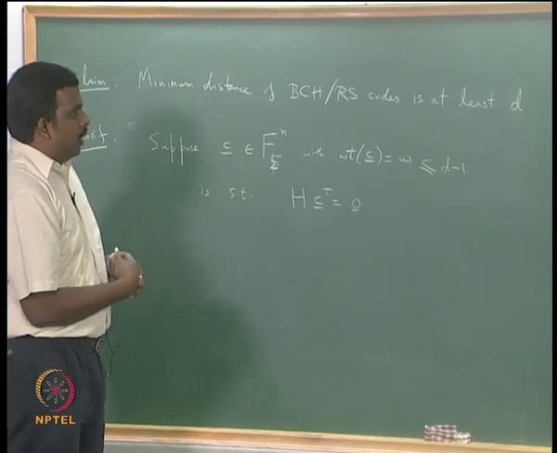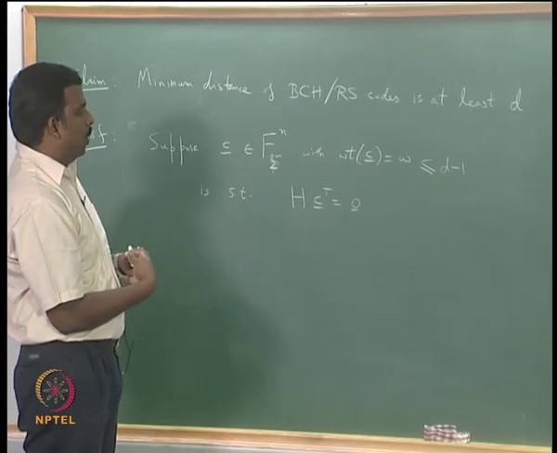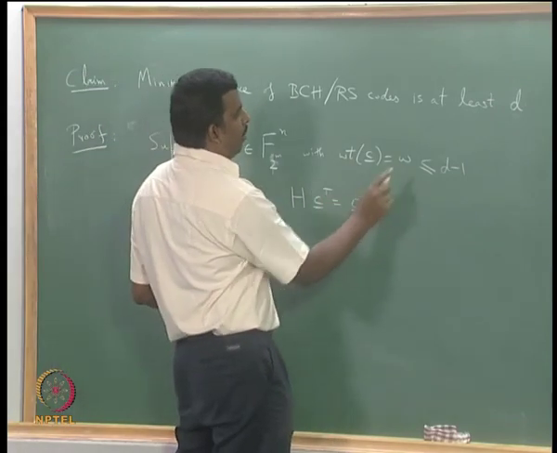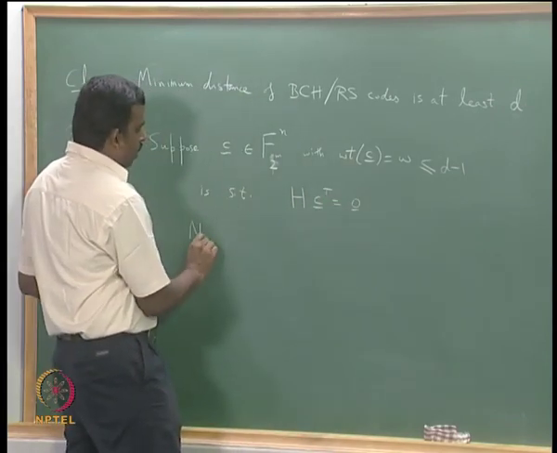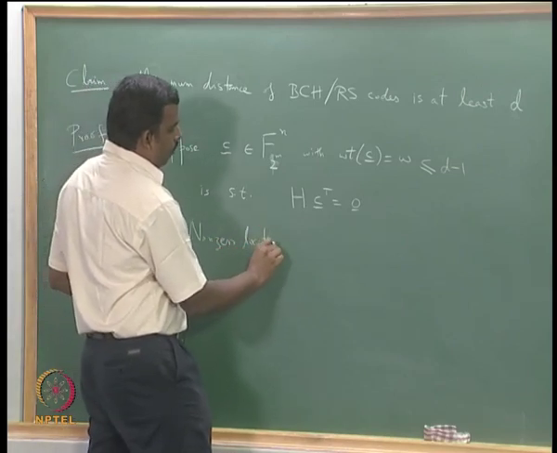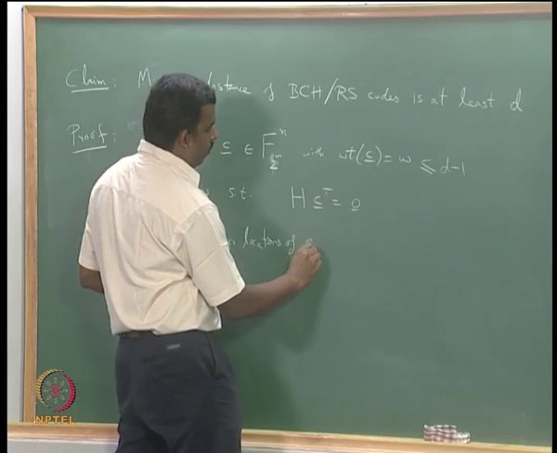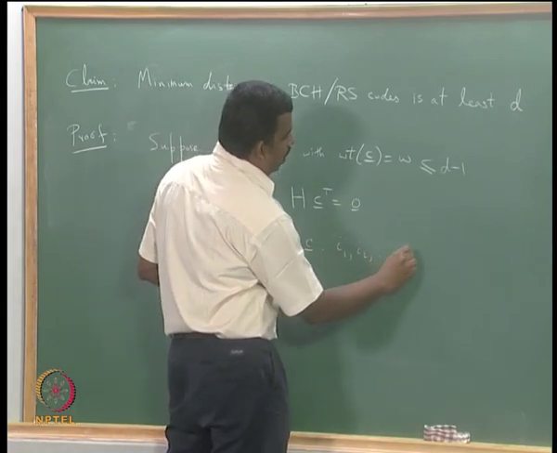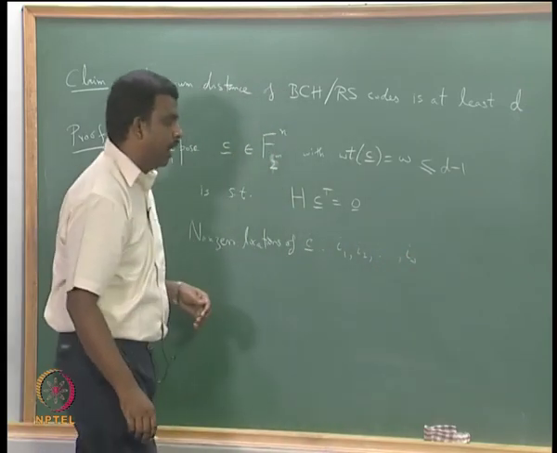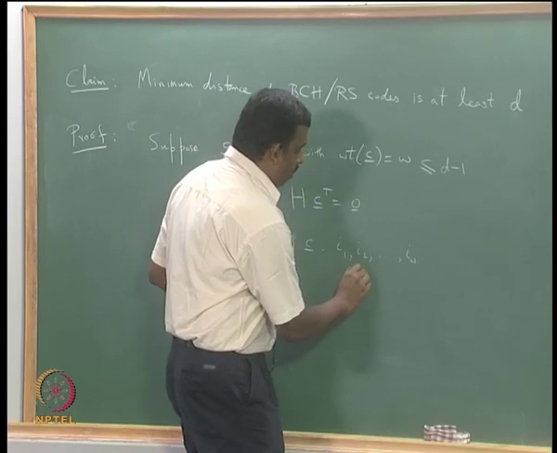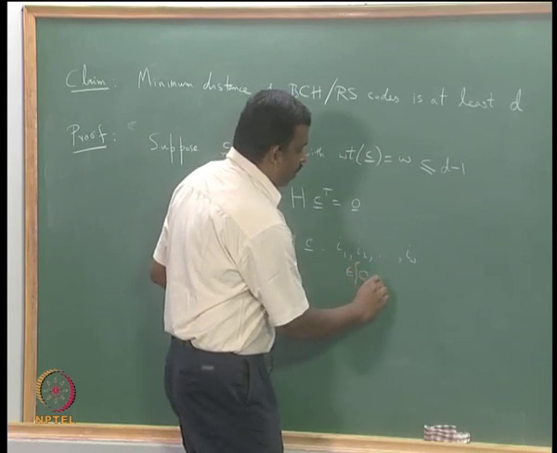So what we start by doing is, let us say weight of C is W, let us say the non-zero locations of C are, let us say I1, I2, so on till IW. These are between 0 and n minus 1.